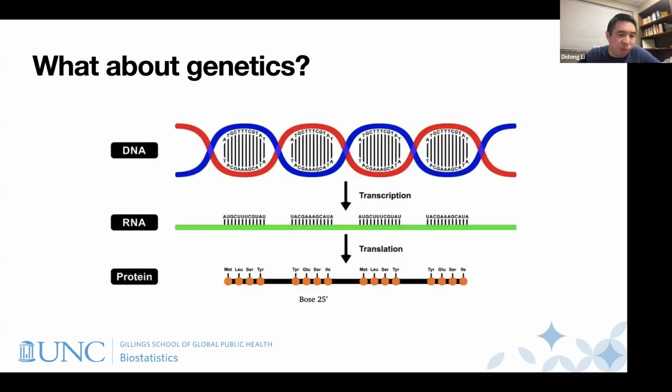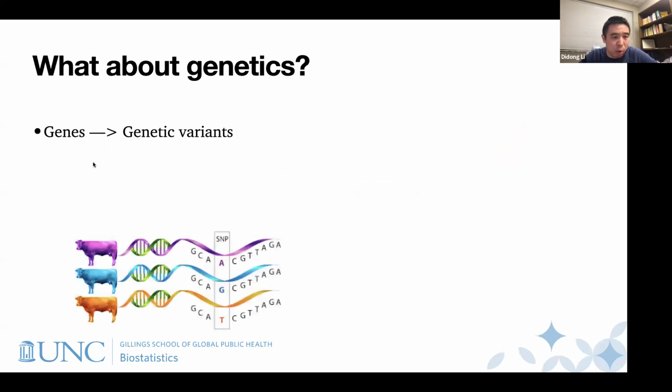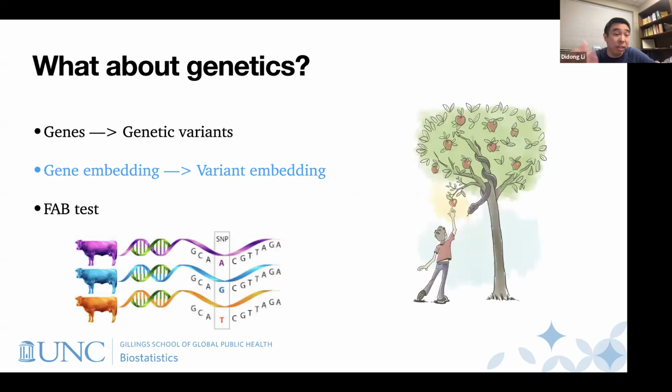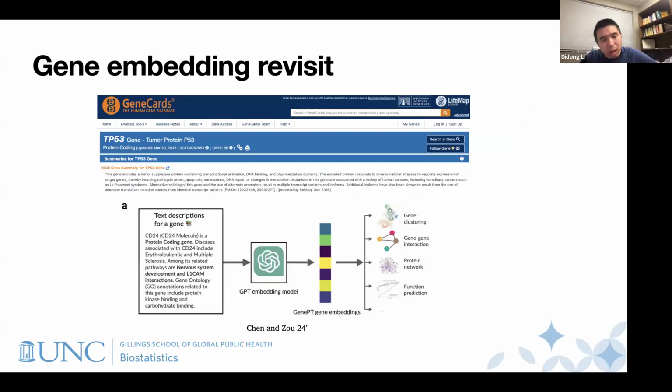Then we can go one step further. What about we look at the DNA level instead of the RNA level? For example, you can do genetic variants, you can do variant-level embedding and a FAB test. I told my student, let's do this as another example, a low-hanging fruit, but actually I didn't really see the snake there. For the GeneCards example, it works really smoothly because we have this GeneCards website. We can just use it in a free way.